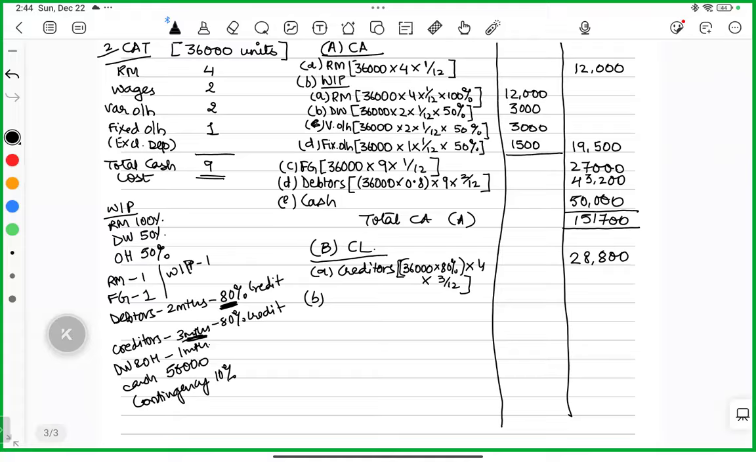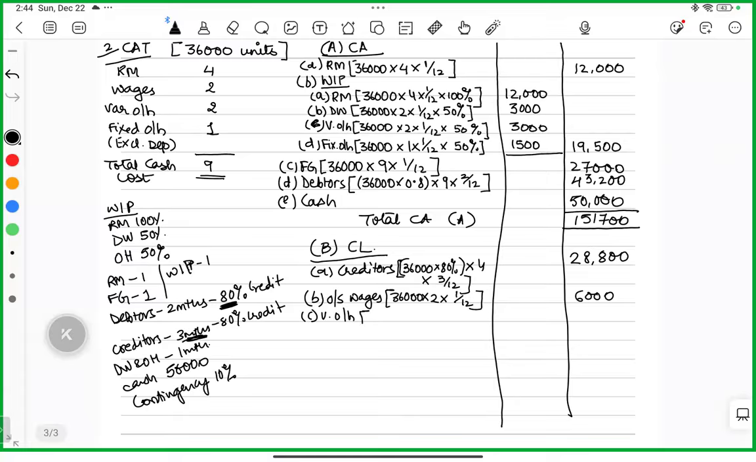Then outstanding expenses. So you are told that wages is outstanding for 1 month. So outstanding wages, 36,000 units you are making. Per unit wage is 2. So which gives you 36,000 into 2. Total wages for the whole year is 72,000. Outstanding is 1 month. So into 1 by 12. So 72,000 into 1 by 12, 6,000 is the wages outstanding.